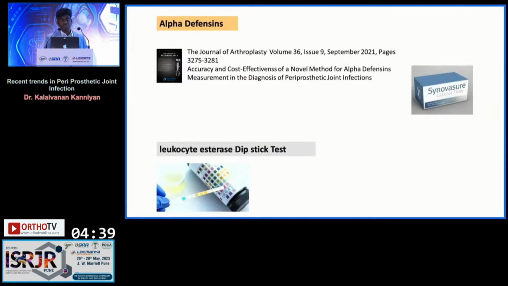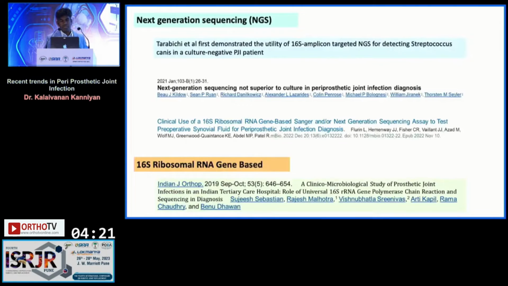Alpha-defensin was something new, but before it was available to us. Most of the studies show it is not so specific, but sensitivity is quite important. We have been using the leukocyte esterase dipstick, where again the sensitivity is good but not specific; it didn't add any value, and over time we stopped using it. The new thing we are looking for is next-generation sequencing. It is available, and we have been in touch, so again this will add value to the armamentarium.